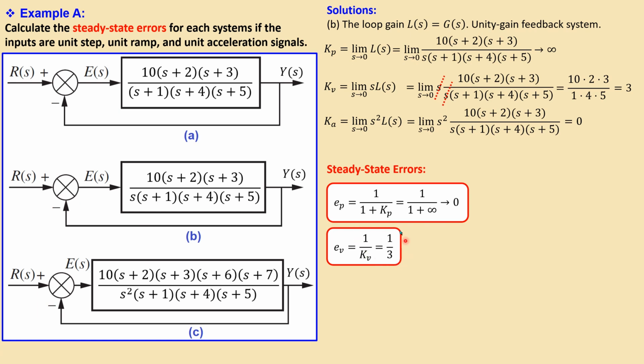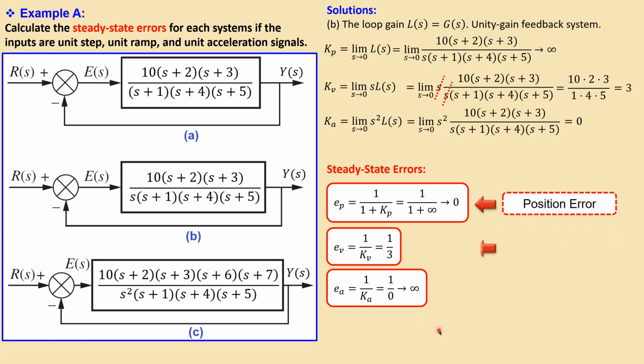Now I have an error for my velocity. It is not infinite, but it is something, because there is a pure integrator. Since I don't have another integrator, this will be not 0, but there will be an infinite error for my acceleration. And these are the results. Again, this is the position error, this is the velocity error, and this is the acceleration error.